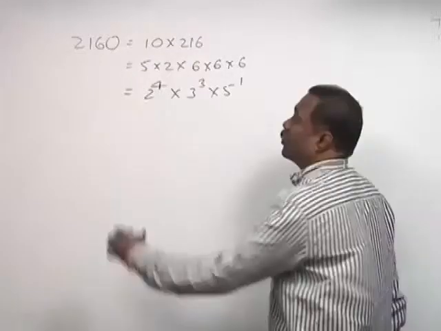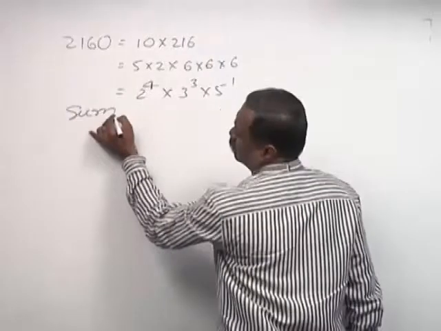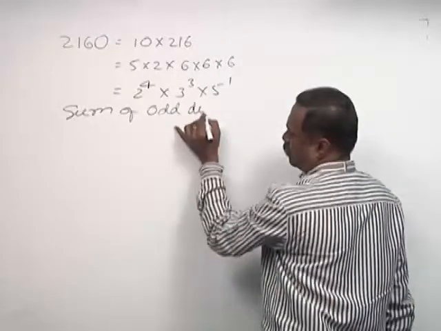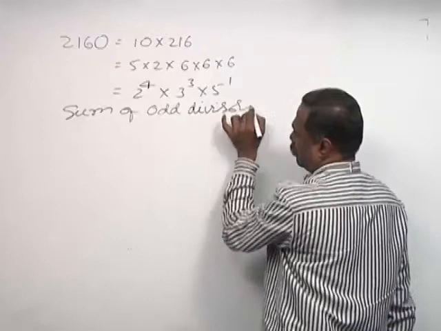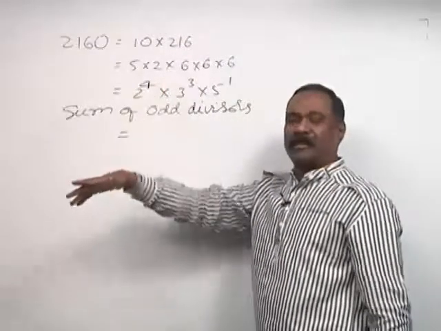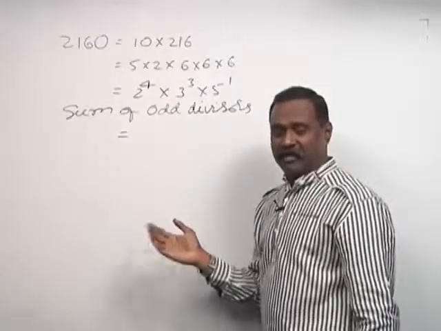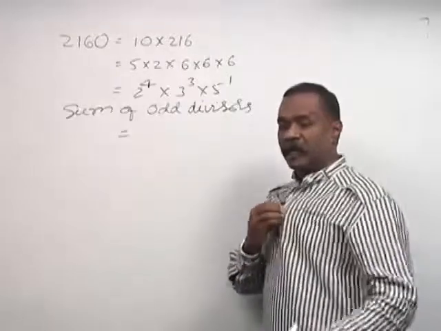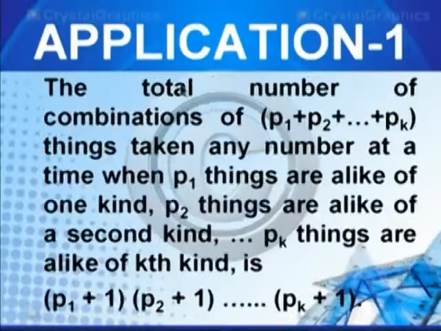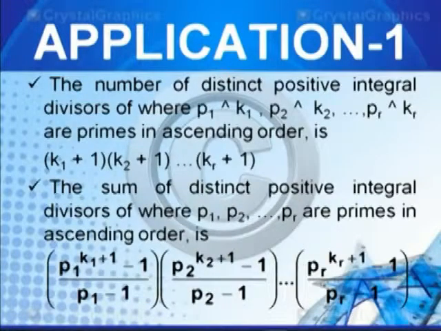What we need is the sum of odd divisors. Avoid the 2 power 4 and apply the formula that I have just given you. If you want to see the formula again, please go back and see the first one.